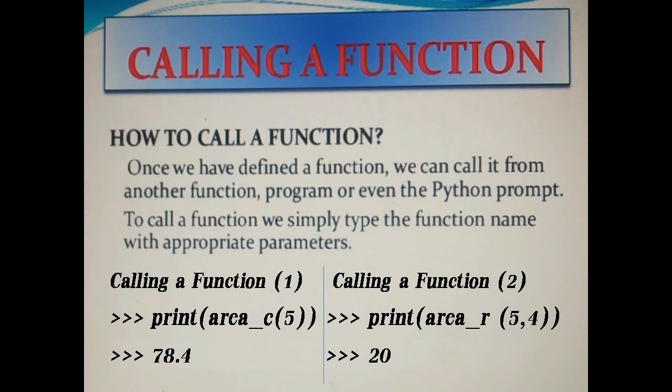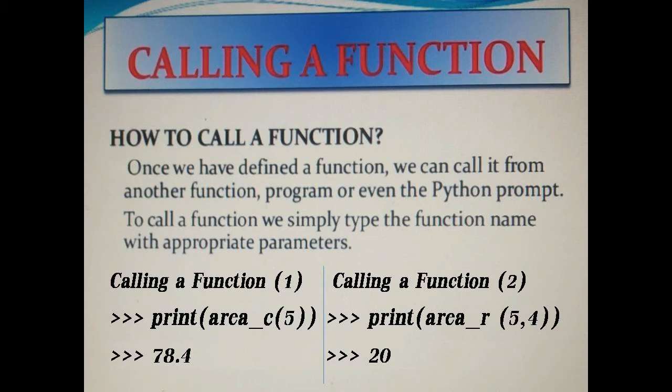For example, calling function number 1, where we use area underscore c as the function name, and we are giving one argument as 5. What will it do? It will use the formula of pi r square and give you the output: if the value of r, meaning radius, is 5, the answer will be 78.5.